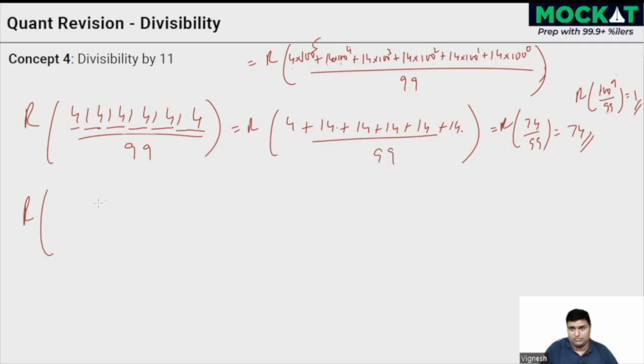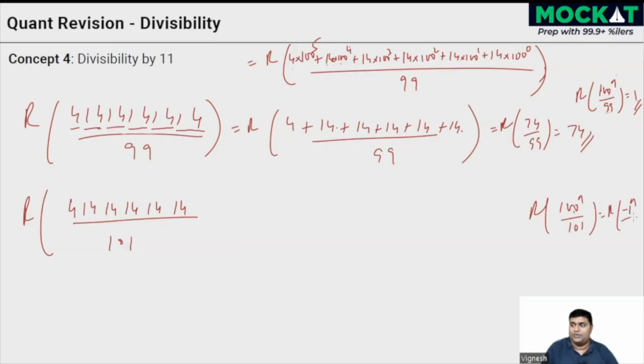Now, likewise, a bonus one. What if it's divided by 101? Starting with 4, 14, 14, 14, 14, 14, right? With 101, it's one more. Look at this. What is the remainder when 100 power n is divided by 101? 100 by 101, negative remainder is going to be minus 1 power n divided by 101. So minus 1 over there.